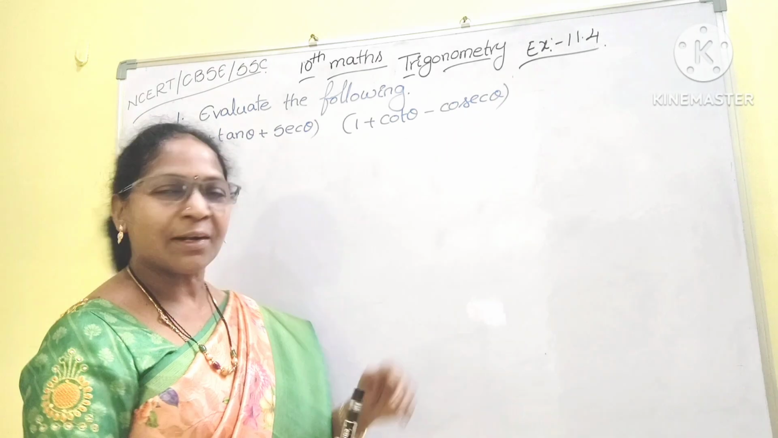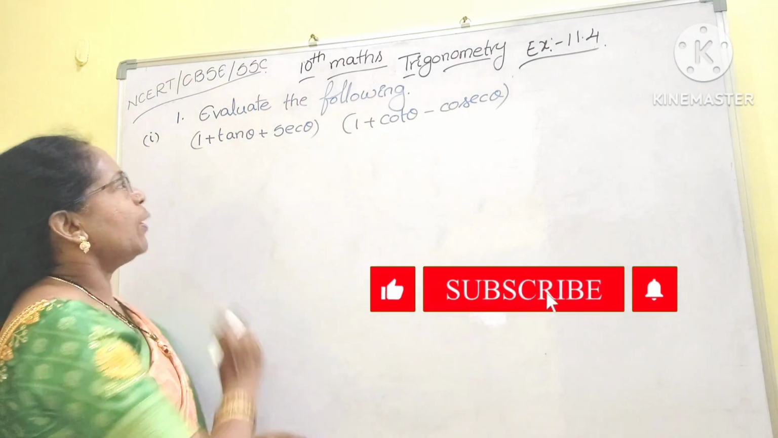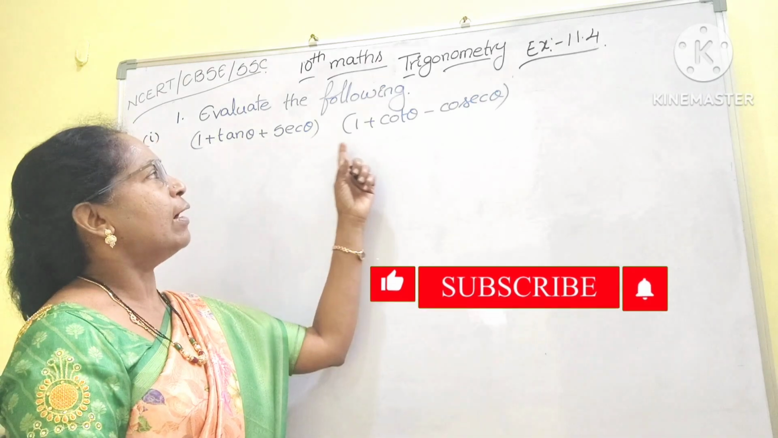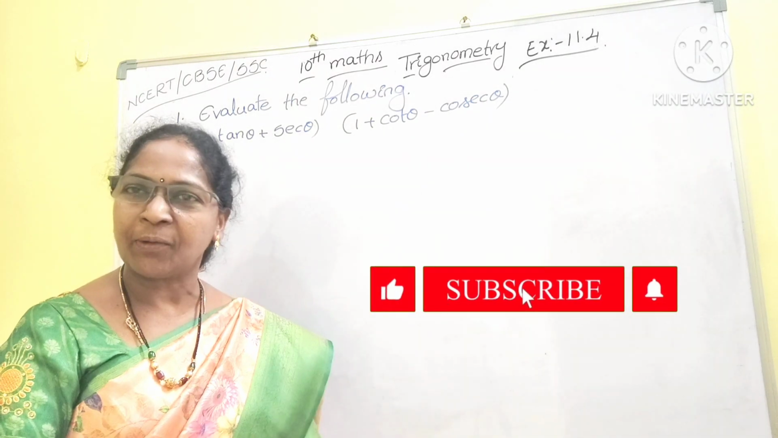Now, let us start. First one, evaluate the following: (1 plus tan theta plus secant theta) into (1 plus cot theta minus cosecant theta). This value equals how much?